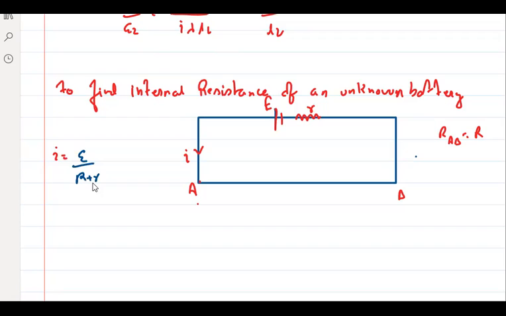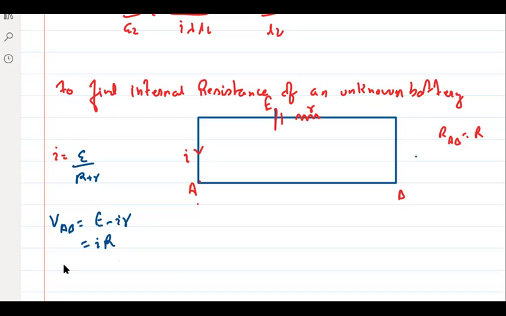Anyone have any doubt in this? Tell me. No, sir. Okay. So what is the potential between these two points? What is the potential between A and B? VAB is equal to what? I hope all of you know this. Sir, VAB is basically E minus I small r. हाँ या ना? Which is basically equal to I into capital R. Right, everyone? हाँ या ना?